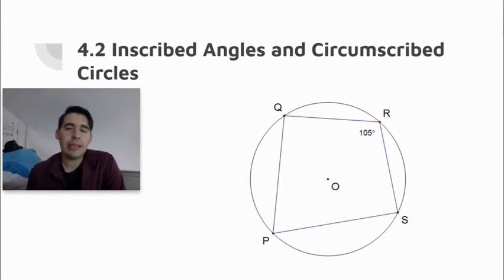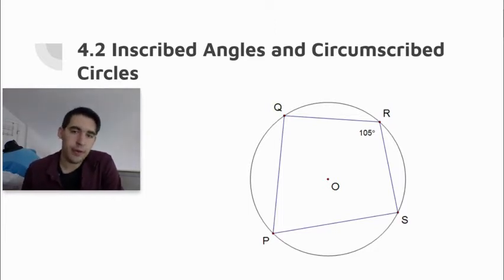4.2, inscribed angles and circumscribed circles. We're going to be taking a look at the angles inside cyclic quadrilaterals, to see what makes it actually work and what makes it not work. So here we have a quadrilateral. We're told it is a cyclic quadrilateral, as we can see the circle circumscribing the polygon. We're given the measure of angle QRS is 105.